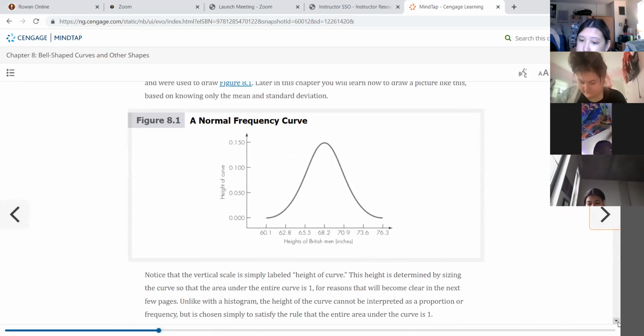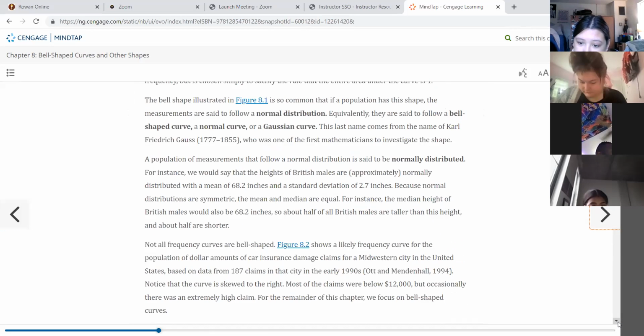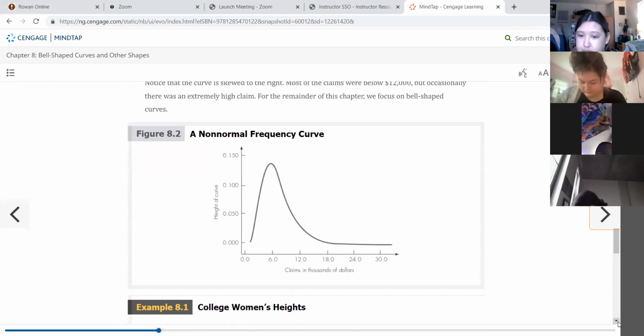Sometimes, instead of a histogram, you'll see something that looks like this, and this is called a frequency curve. And this is bell-shaped. This is what a bell-shaped curve looks like. If you drew a vertical line down the middle of this curve, through the very top of the curve, down to the x-axis, then the left side of the curve and the right side of the curve would be mirror images of each other. There are other names that they mention here, but you don't necessarily need to know anything about them.